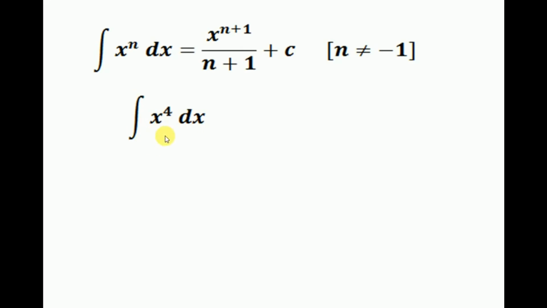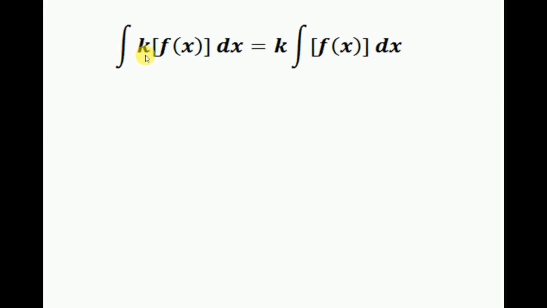Integration of x to the power 4 dx is equal to, so I just need to add 1 to the power, that is 4 plus 1, and I have to divide this function by 4 plus 1, plus c, the constant of integration. So when you simplify this, you'll get x to the power 5 by 5. If you know the formula properly, then you can directly write this without writing this part. So integration of x to the power 4 dx is equal to x to the power 5 divided by 4 plus 1, that is 5.